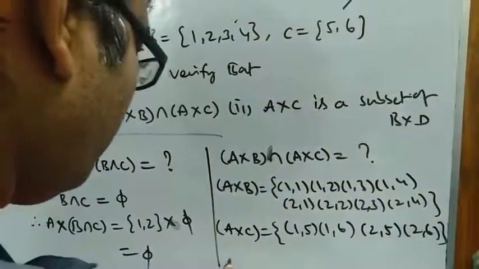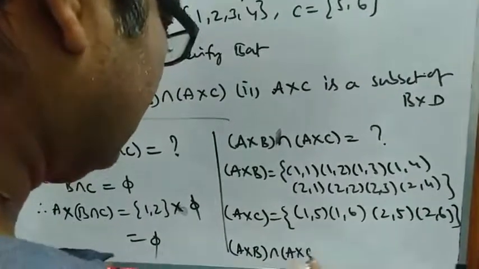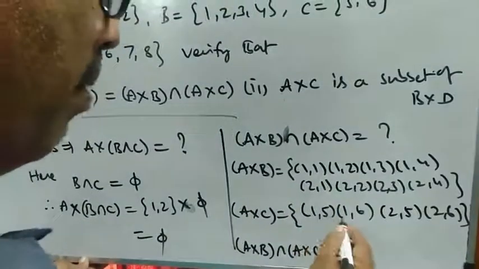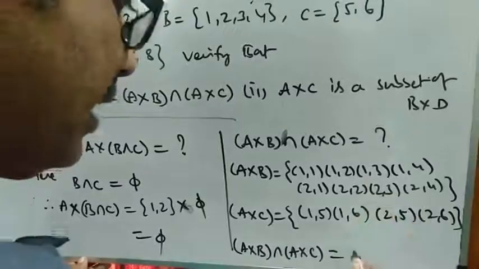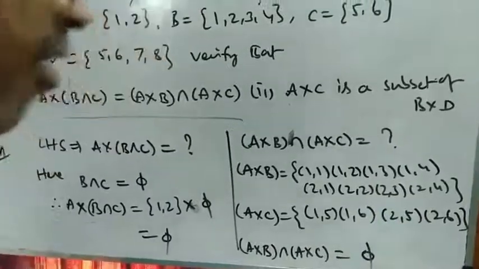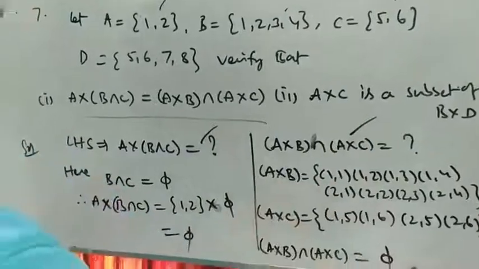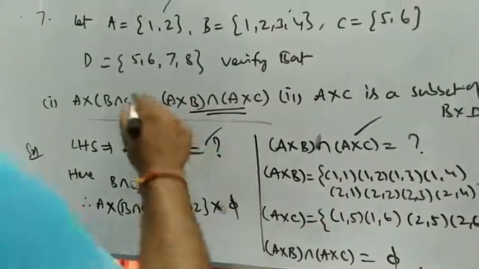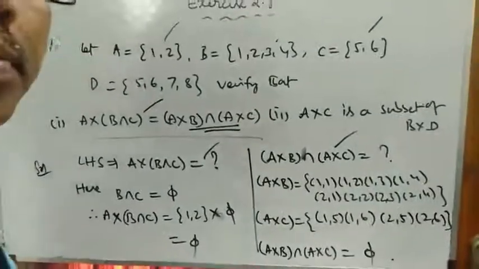Now we have to find (A cross B) intersection (A cross C). What are the common elements? There is no (1,5), no (1,6) in this set. (2,5) is not there, (2,6) is not there. So this is phi, the null set. That means these two are one and the same. This is also phi on the right hand side, and the left hand side is also phi. So hence proved, we have verified the first result.